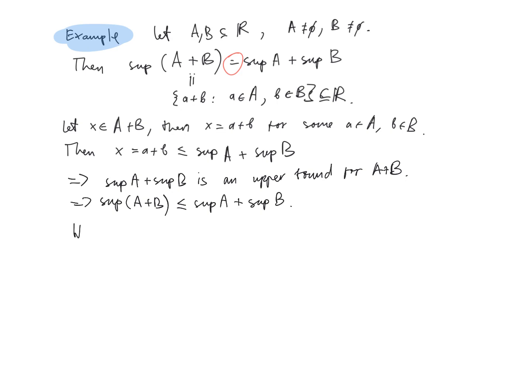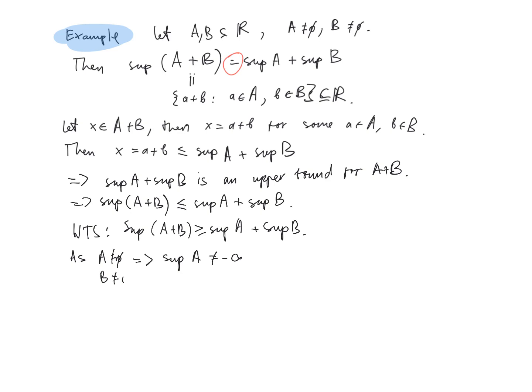So we need to show that the supremum of A plus B is greater or equal than the supremum of A plus the supremum of B. As A is non-empty, this implies that the supremum of A is not equal to minus infinity, and similarly, as B is non-empty, it follows that the supremum of B is not equal to minus infinity.